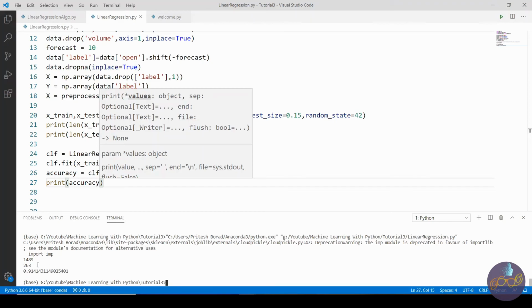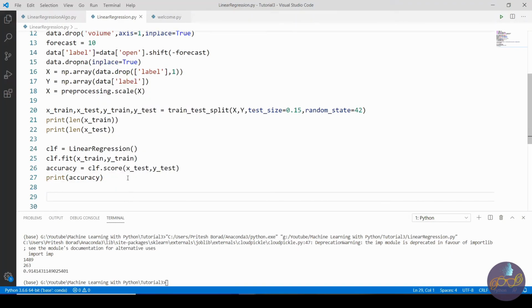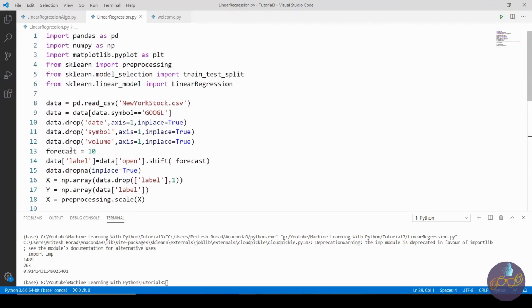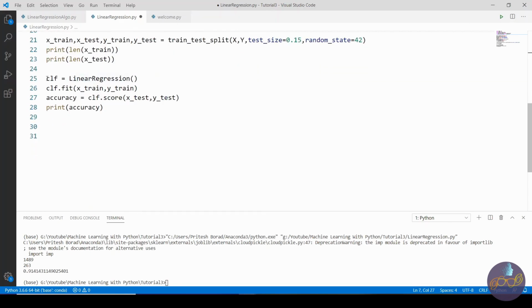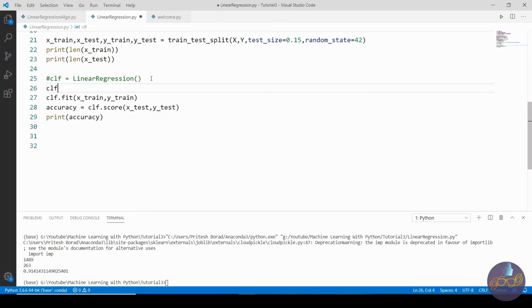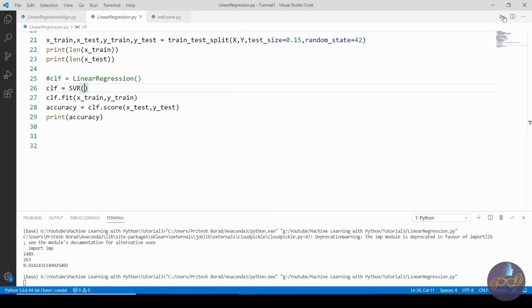Here we can also try other regression algorithms. So instead of linear regression, first import from sklearn.svm, support vector machine, import the support vector regressor, SVR. Now change CLF to SVR. Now simply run the code.